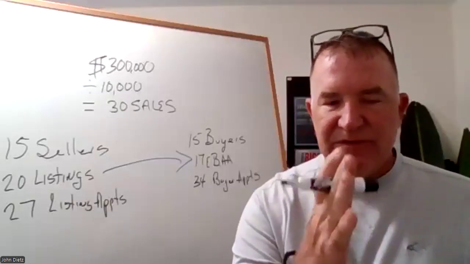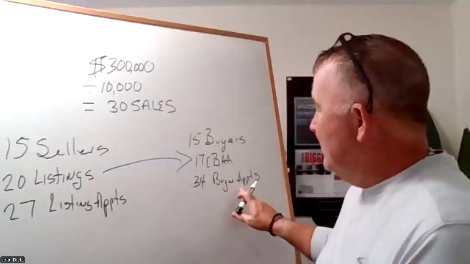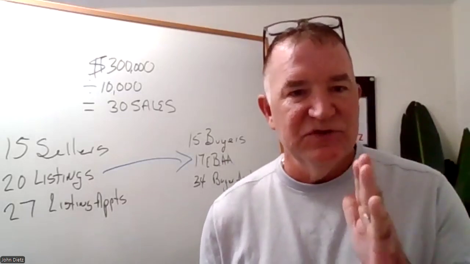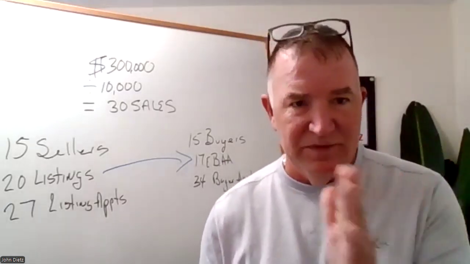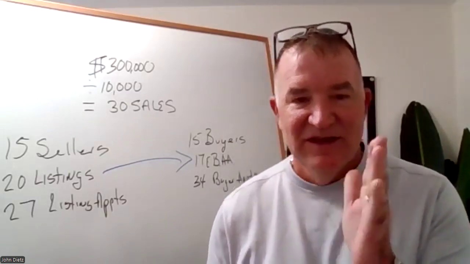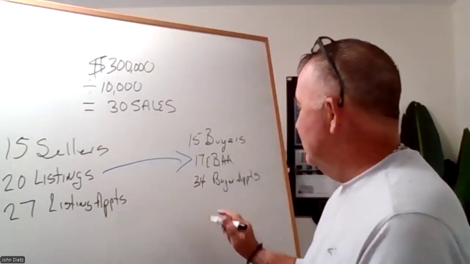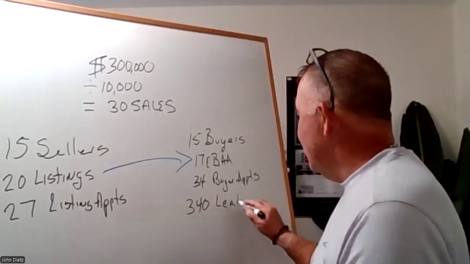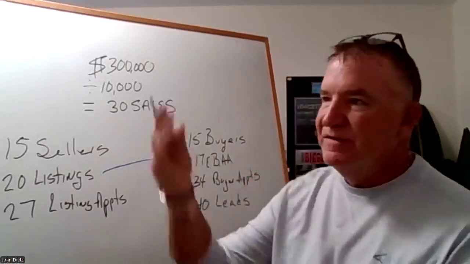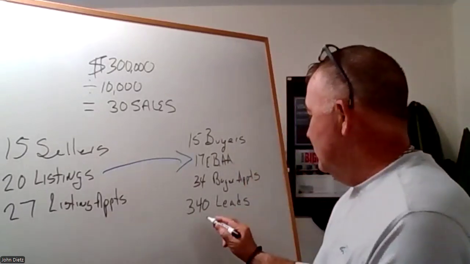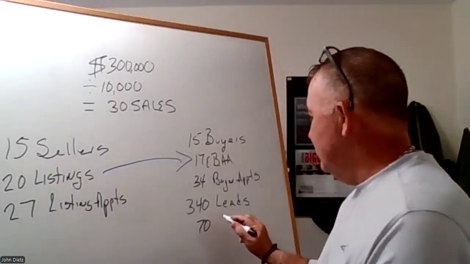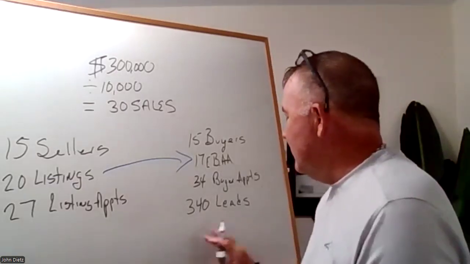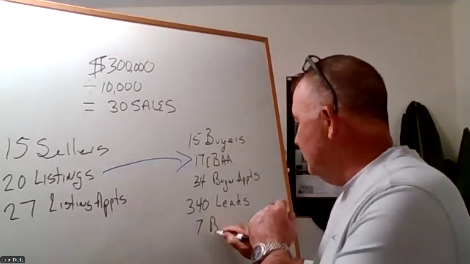Now, the conversion ratio from a buyer lead to a buyer appointment is 10%. Let's just say that, and again, this is track your numbers and you'll know exactly what your numbers are. Business is a math equation. So if it's 10%, then we're going to need 340 leads. Divide that by 50 weeks, and you're going to have about 7 buyer leads per week.